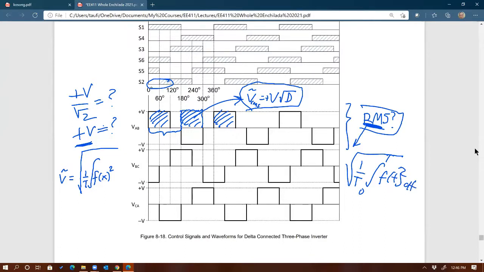So anytime you forget the equation, I mean, you can always go back to the book, right? But as an EE, you should have this in your head already, right? Root mean square, okay?